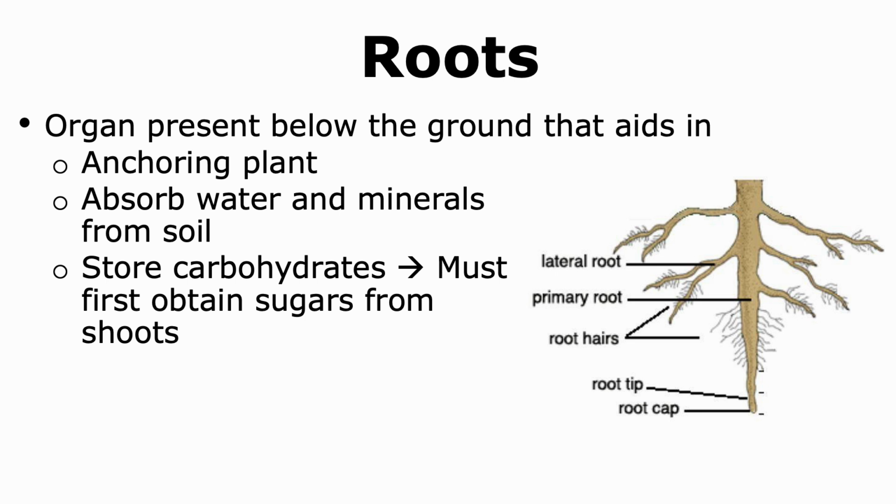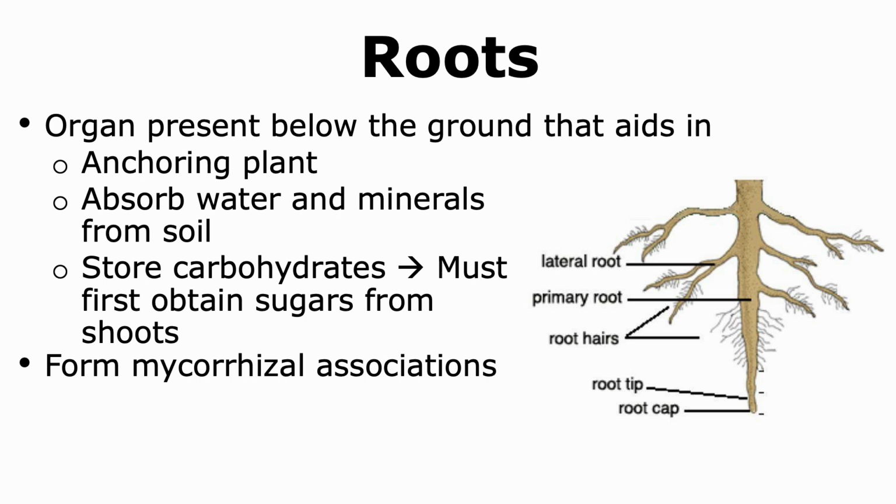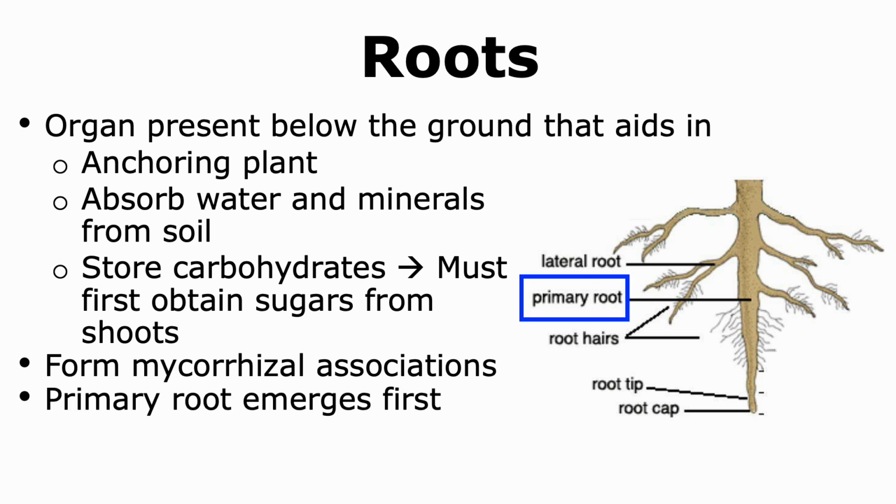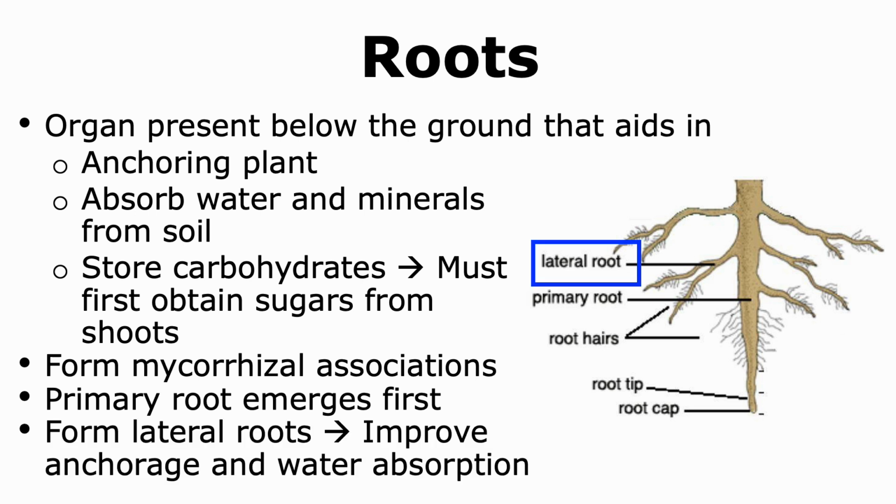The roots of almost all plants form mycorrhizal associations, which are symbiotic relationships with certain types of fungi. This helps the root obtain water in a more effective manner. The first root that emerges is called the primary root. The primary root can then give rise to branches called lateral roots. These lateral roots improve anchorage as well as water absorption because there is an increase in the surface area.